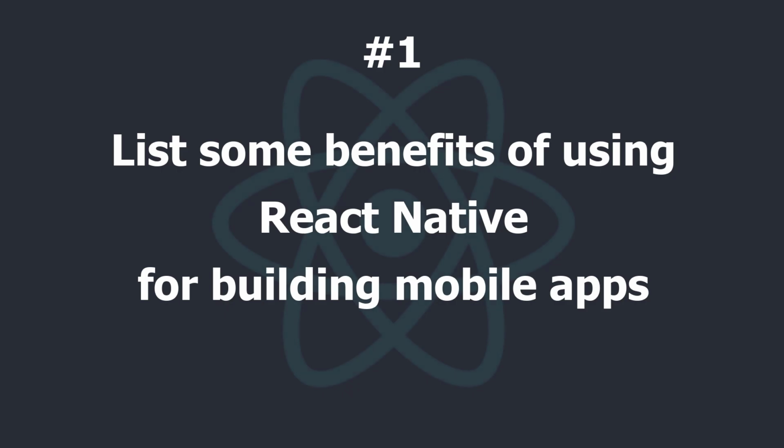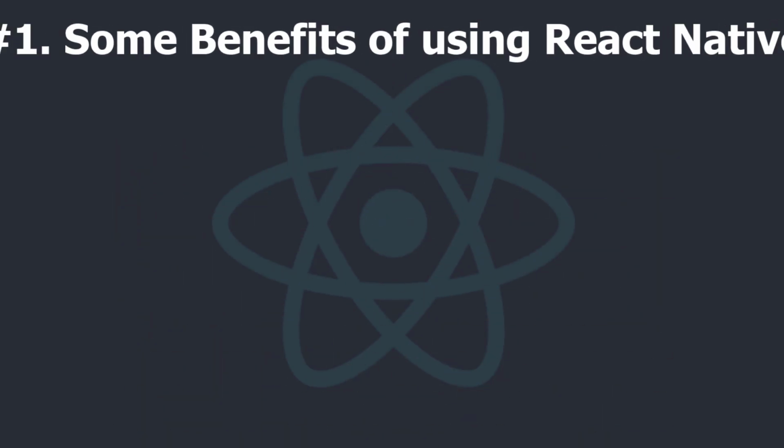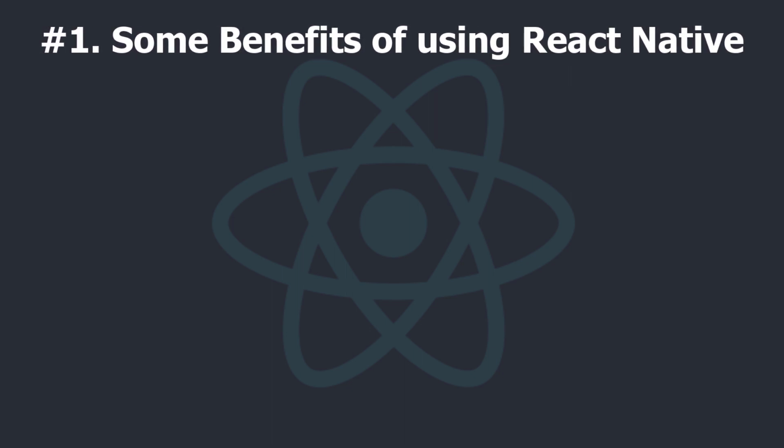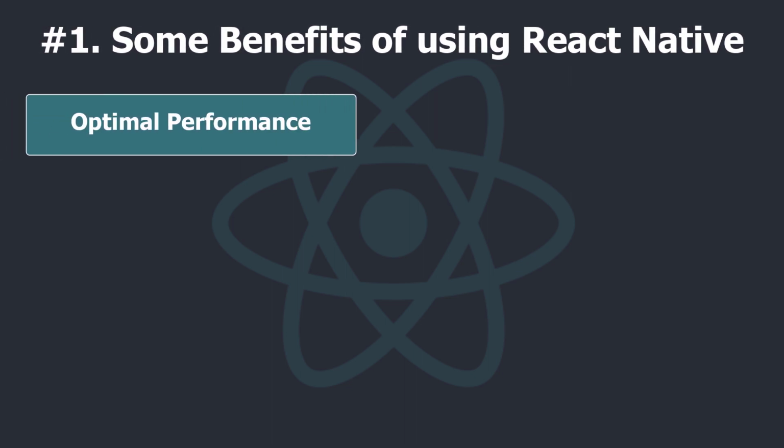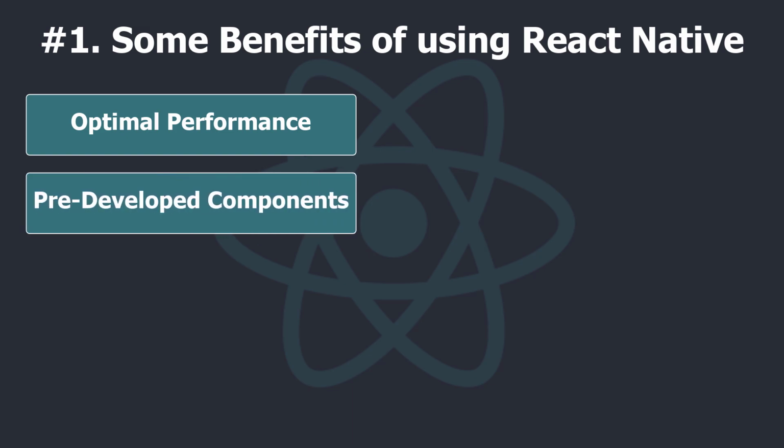List some benefits of using React Native for building mobile apps. Some benefits of React Native are: known for optimal performance. React Native is a real asset when it comes to improving the performances through native control and modules. Can reuse the codes and pre-developed components. One of the biggest benefits that you can gain from React Native is the advantage of code reusability.